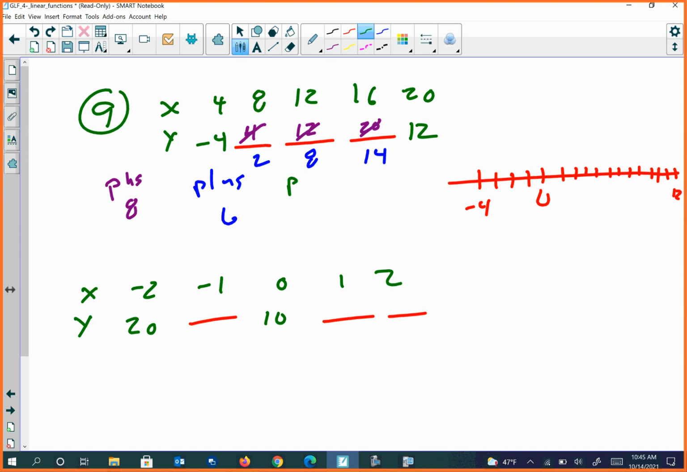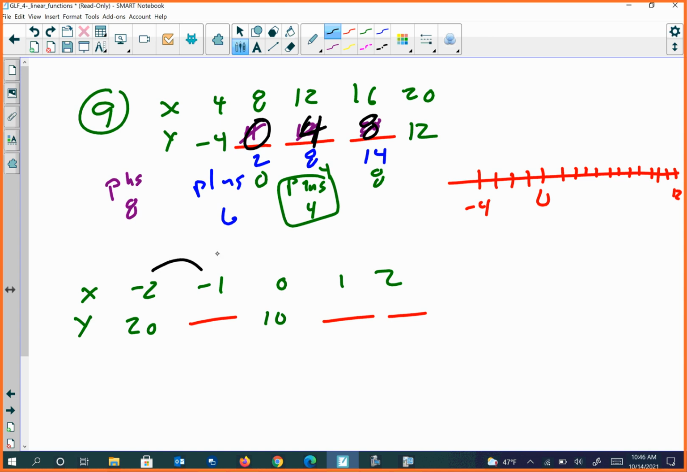+4? If I add 4 to -4, I get to 0. Add 4 to 0, I get to 4. Add 4 to 4, I get to 8. Add 4 to 8, I get to 12. Yeah, we added 4 each time. So the rest of my table should have been a 0, a 4, and an 8. And just by doing that, we were able to find the pattern. We just used a little bit of logic to get through that. Okay. All right. That's the first part of number 9.